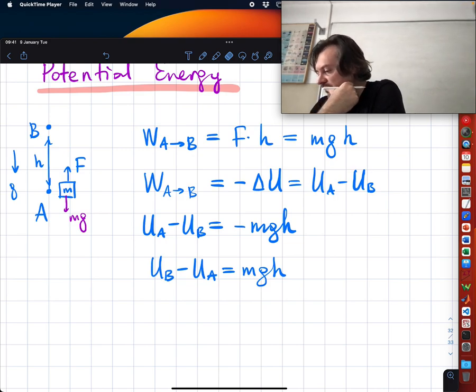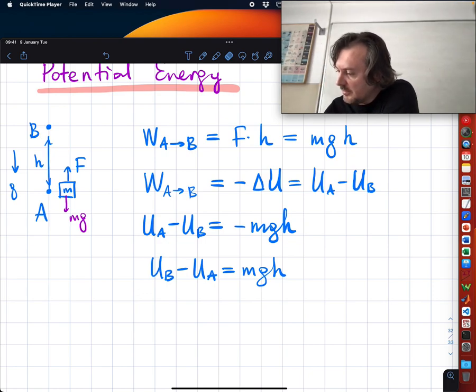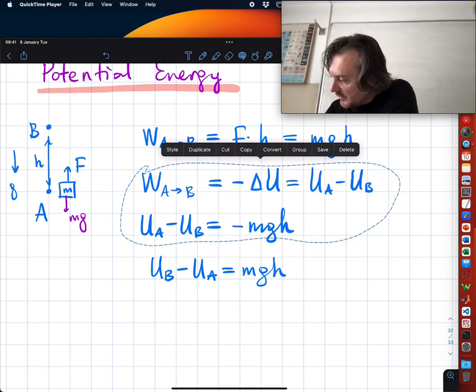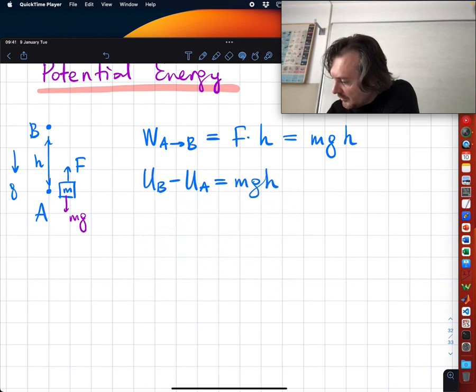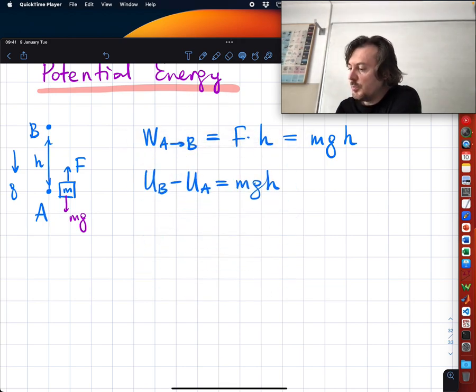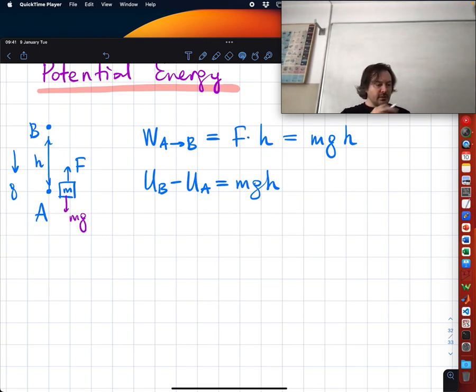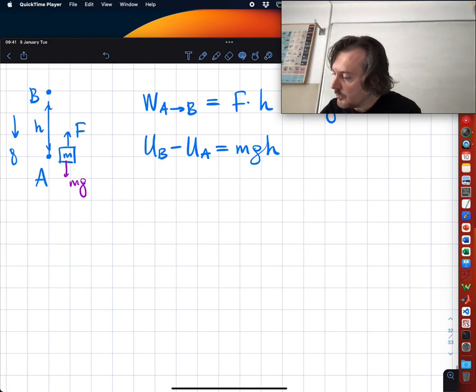So which way you define positive? Okay, let me erase this part. There you go. UB minus UA is equal to mgh. I keep doing these negative errors. So let's fix it when we deal with this electric potential energy part.